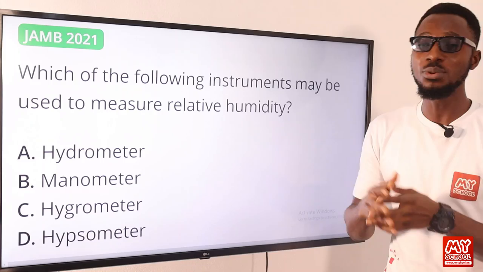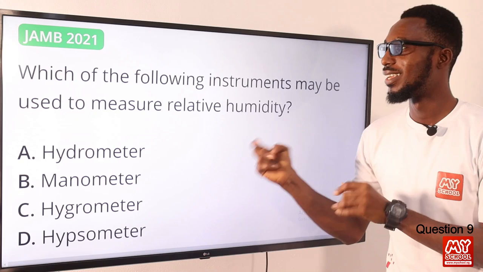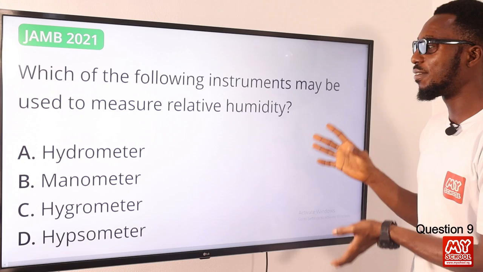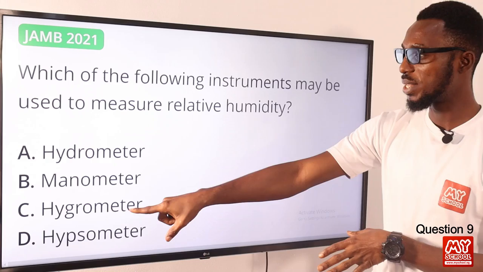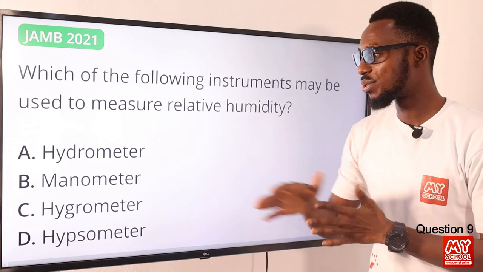Join me as I solve question 9. Which of the following instruments may be used to measure relative humidity? Relative humidity, that is actually the hygrometer. Hygrometer is good to go that way. So the right option is hygrometer, option C. Let's look at option A, hydrometer. We're talking about density of liquids. Manometer, you want to measure the pressure of a gas in a container.